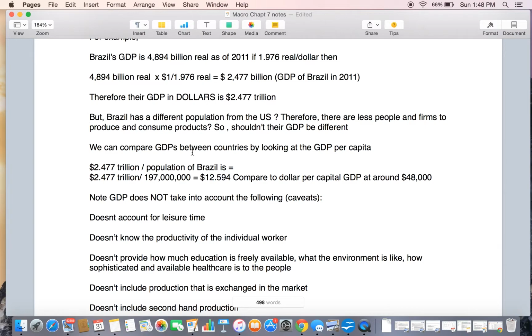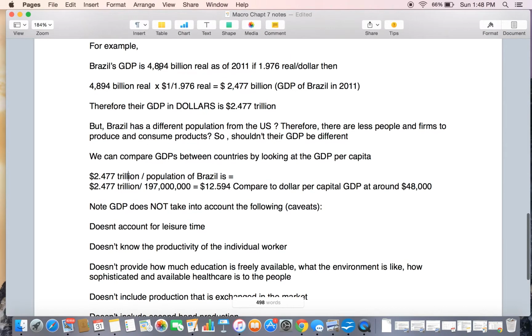All we need to do this is, now that we have our GDP figure in dollars, so we might not really understand, well, what does 4,894 billion real buy us? But we do in some sense understand what $2,477 billion buys us, or $2.4 trillion US dollars. So $2.477 trillion divided by the population of Brazil will give us the dollars per capita of GDP production.